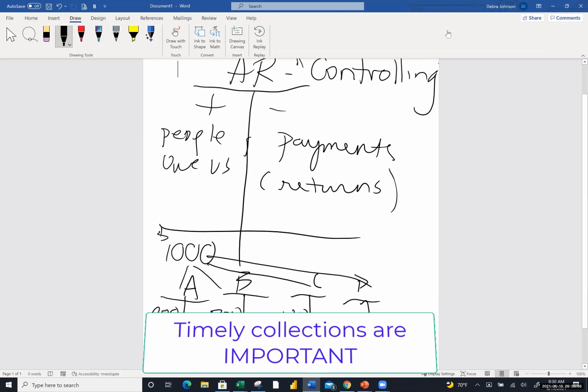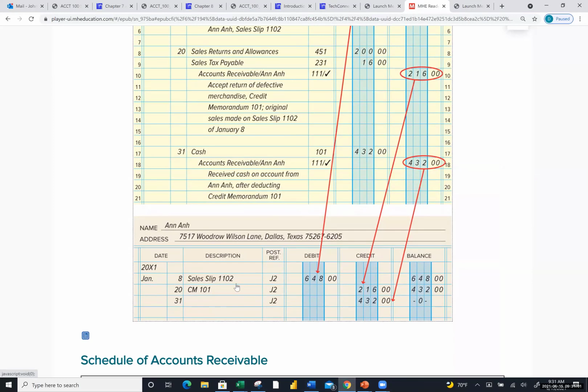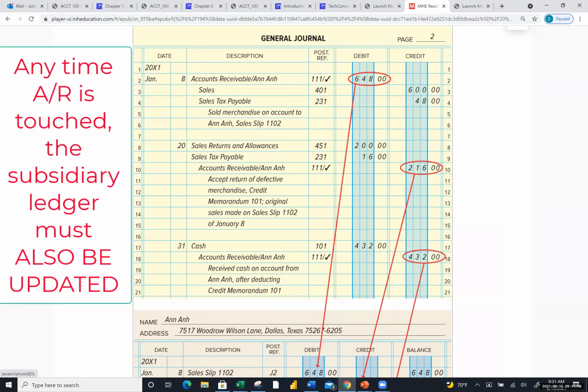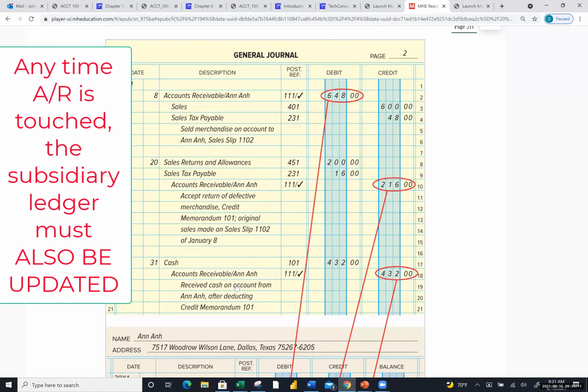So if I go back to your book demonstration, a subsidiary card is kept for each individual customer. And anytime accounts receivable is used from this day forward, there's going to be 2 postings. That's what that check mark means. Once to the general ledger, just like you've done all along. And the new part is the company's customer card needs to also be updated.